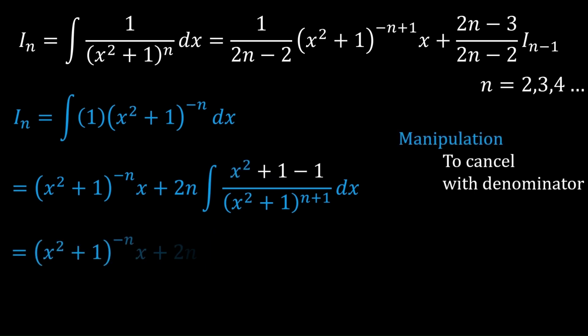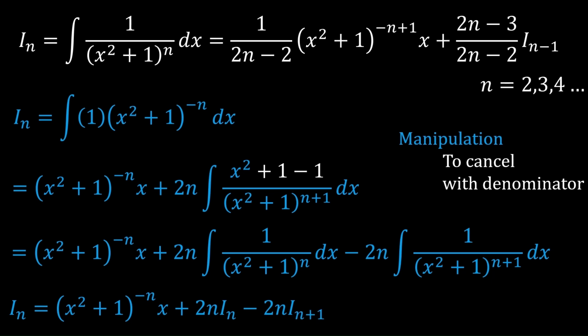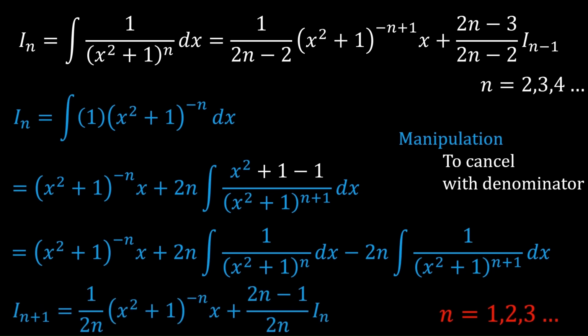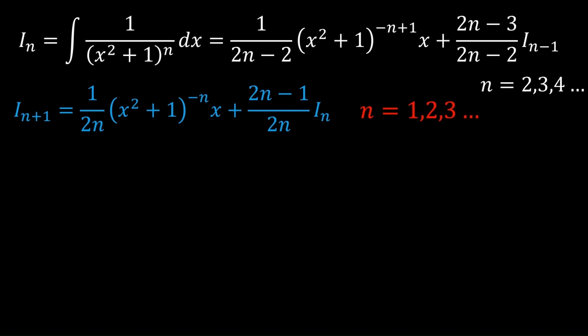And that way we can cancel with the denominator, leaving us with this. Now we can write it in terms of I. And notice that everything we've done up to this point is valid for n greater than or equal to 1. Okay, so let's rearrange for I_{n+1}. And you're probably thinking we screwed up somewhere, because we need I_{n-1}, but we have I_{n+1}.